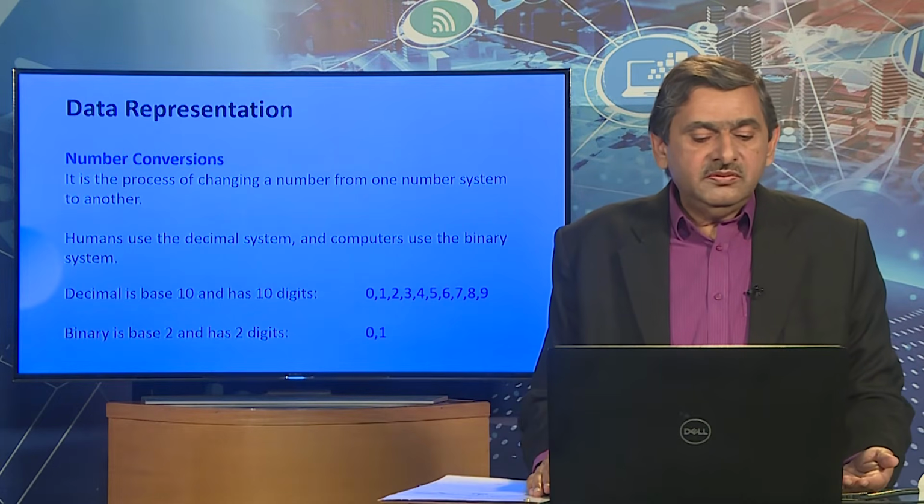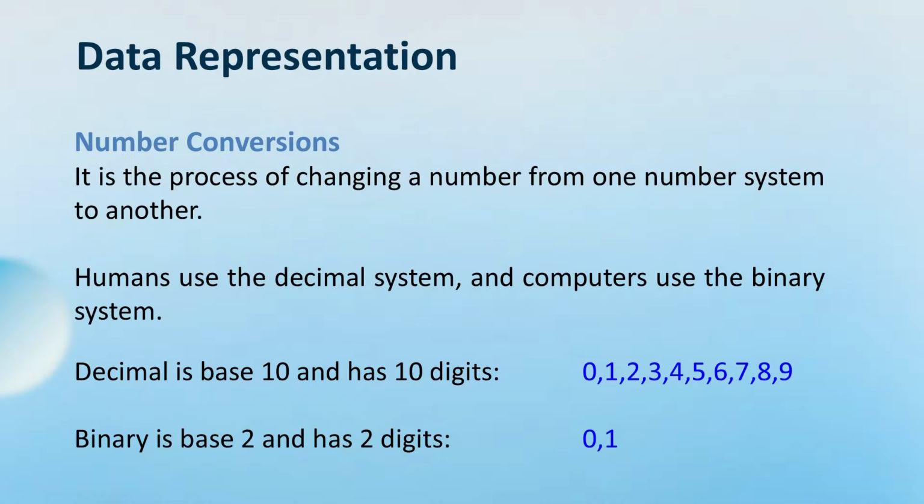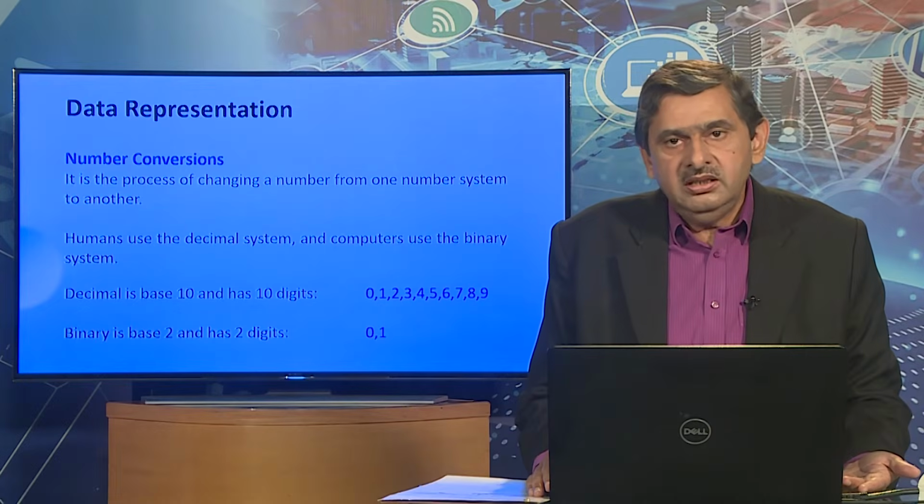With data representation, we have the concept of number conversions. And what are number conversion systems? It is the process of changing a number from one number system to another, because as we know, humans use the decimal system and computers use the binary system. But what is the decimal system? Decimal is base 10 and has 10 digits, starting from 0, 1 and it goes up to 9. And what is binary? We have already discussed that binary is base 2 and has 2 digits, that is 0 and 1.